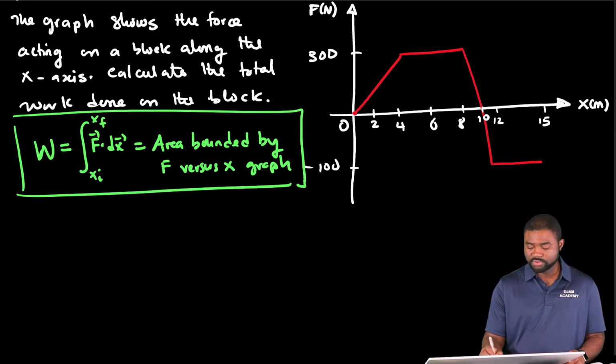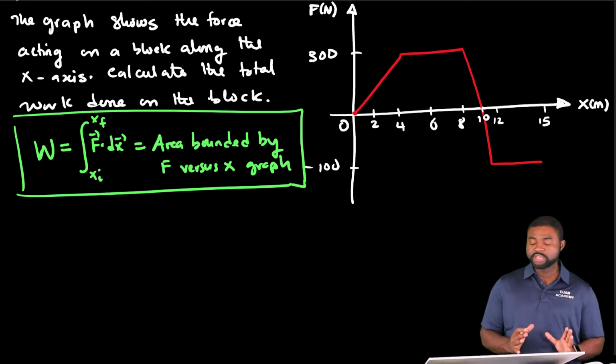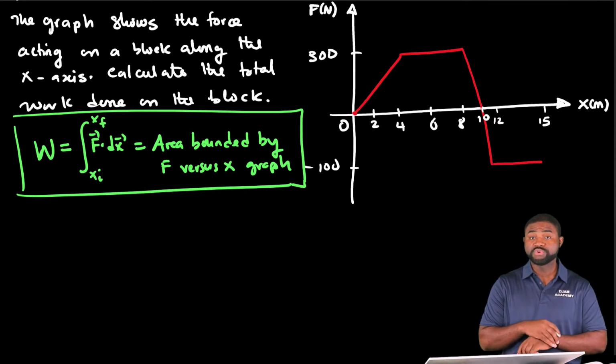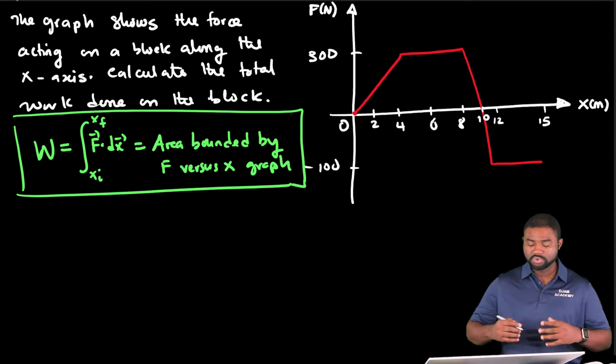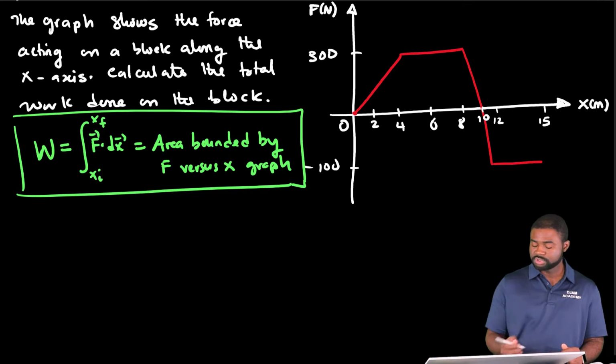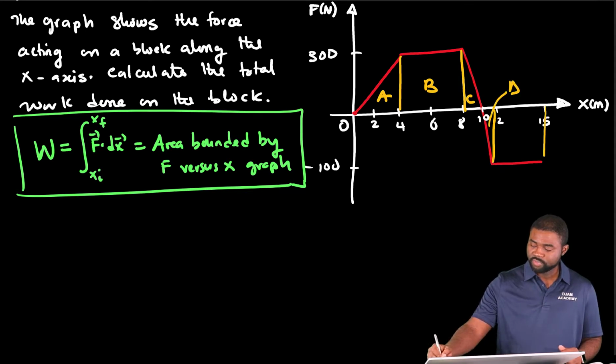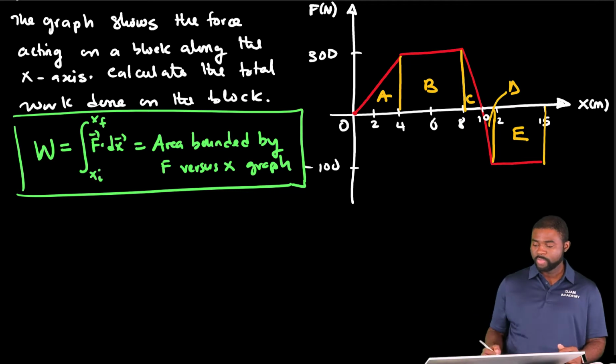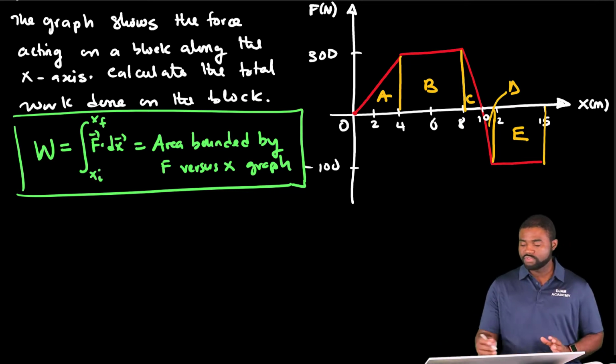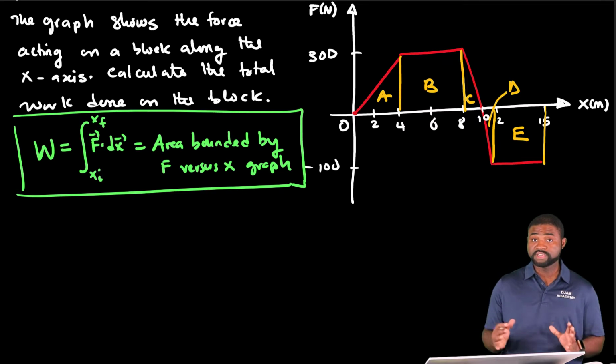So what are we going to do? We're going to break down the graph. My recommendation for you is to break down the graph into various segments. Now I'm going to use different colors so that it should be clear to you. This is segment A. I'm going to call this segment B. This is C. That is D. And this is E. So I've broken down the graph into 1, 2, 3, 4, 5 segments.